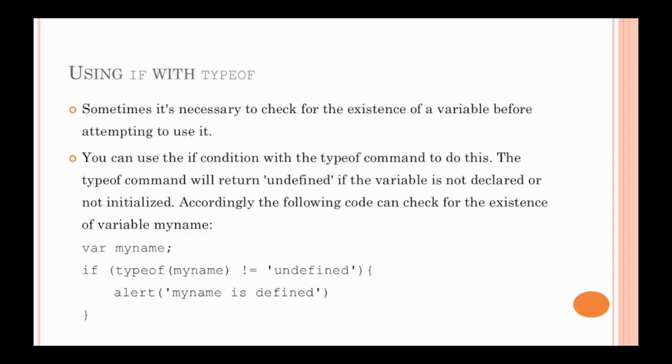For example, alert myName is defined. Let's work with the variable the way we want. So this is very important in order not to have unexpected bugs in your script. Trust me, those bugs are hard to find and will cost you time and effort.